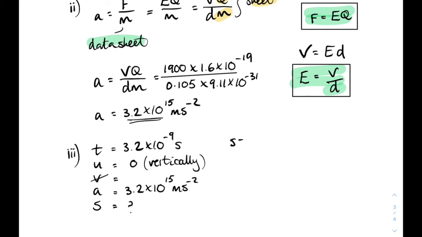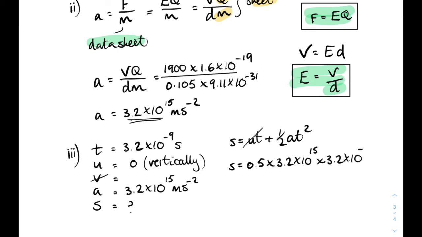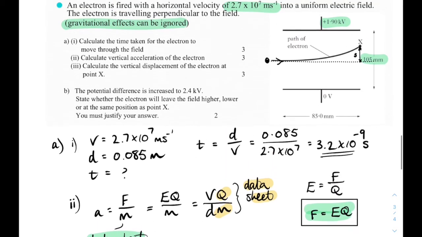So which of our linear equations of motion are we going to use? We're going to use s equals ut plus a half at squared. And instantly we can get rid of ut because u is equal to 0. So substituting in the other values, we've got a half times the acceleration of 3.2 times 10 to 15 times the time squared, 3.2 times 10 to minus 9. Don't forget to square it. And when you do that on your calculator, you'll get 0.016 meters. That's 16 millimeters. That's a pretty tough question. An awful lot of physics in there.